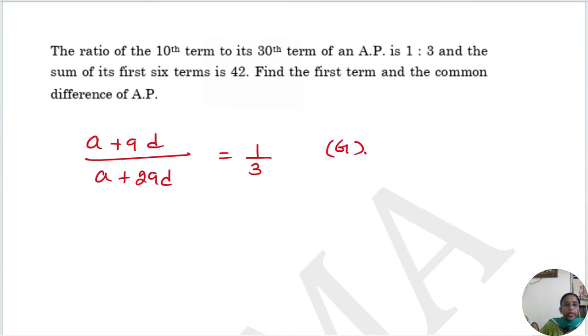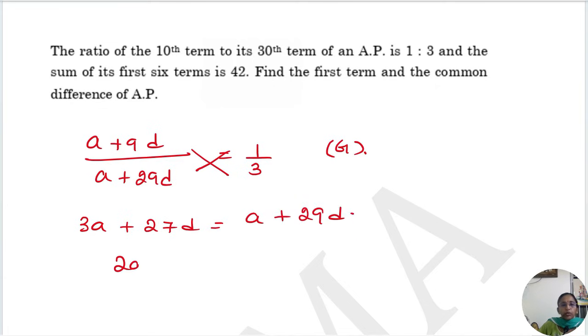If you solve this, do the cross multiplication. So 3a plus 9 threes are 27d, which is equal to a plus 29d. So 2a is equal to 2d. So a is equal to d.